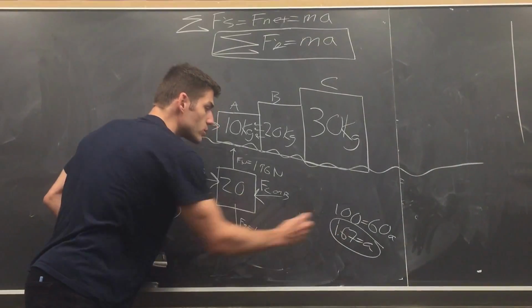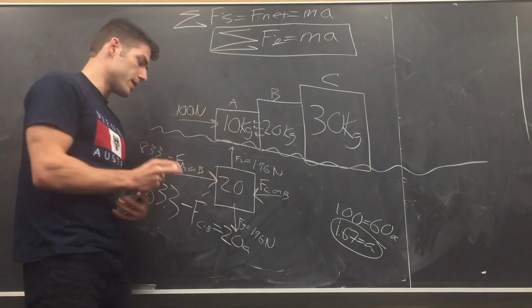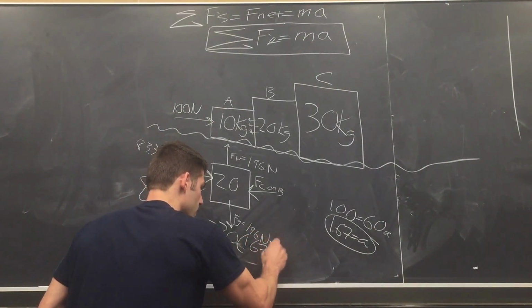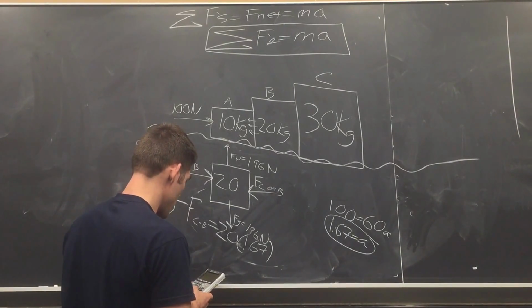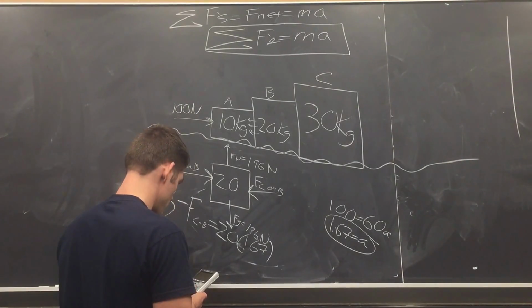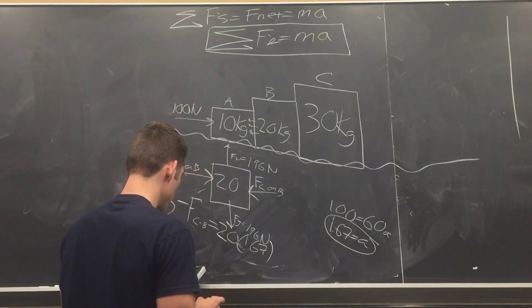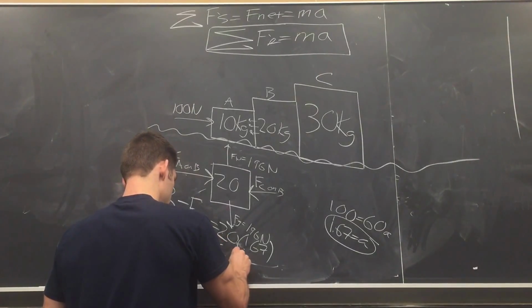The acceleration, though, we know is 1.67. That's the whole reason that in the very beginning, we put all of the blocks together. So this is 1.67. And now we have one variable. Look at that. 20 times 1.67, 83.3 minus that number, 49.9 is force C on B.